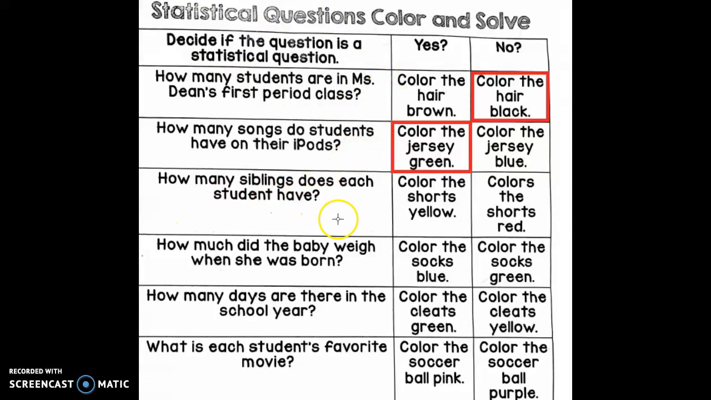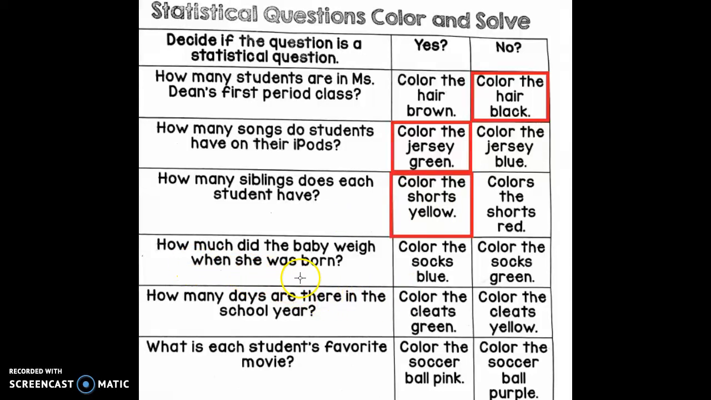How many siblings does each student have? Let's say someone in our third period has 3 siblings. Someone in second period might have 1 sibling. Someone in fourth period might have 0 siblings. So the answers are going to vary, right? Everybody is different.